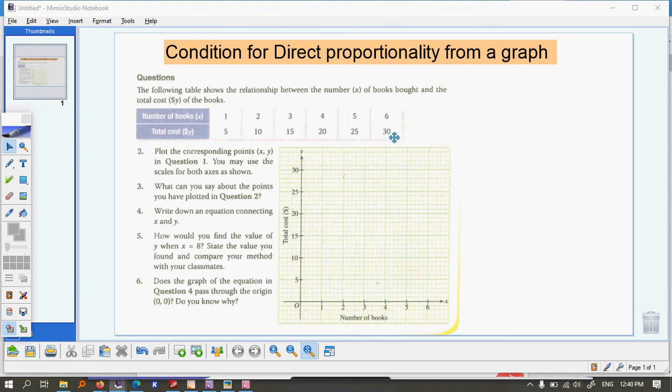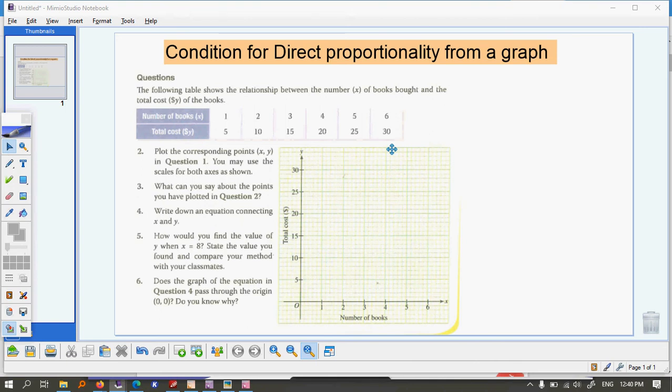Welcome. In this video, we are going to be determining the condition of proportionality from a graph. So we have a question over here that requires us to, one, plot the graph, and secondly, interpret the graph and establish how we can tell if two quantities or two variables are directly proportional to each other given different values of the variables. The table below shows the relationship between the number x of books bought and the total cost y of the books. So we need to plot the corresponding x and y values.